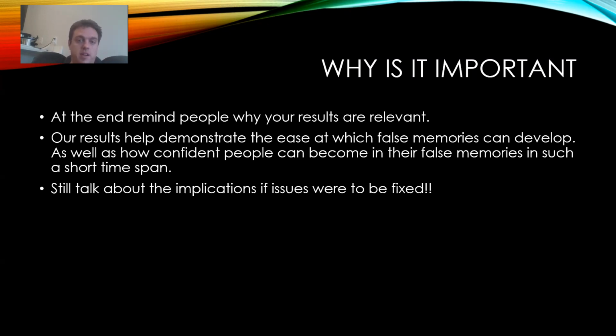Again, still talk about the implications if the issues were to be fixed. Let's say with our planning fallacy again, you definitely should talk about how there probably is a planning fallacy, but we didn't find it because X, Y, Z. However, future research can address these issues, and then remind people again why this is important. If those issues are to be fixed and we were to find out that there was or wasn't a planning fallacy, why is that? When it comes to reviewing articles, why is that important?